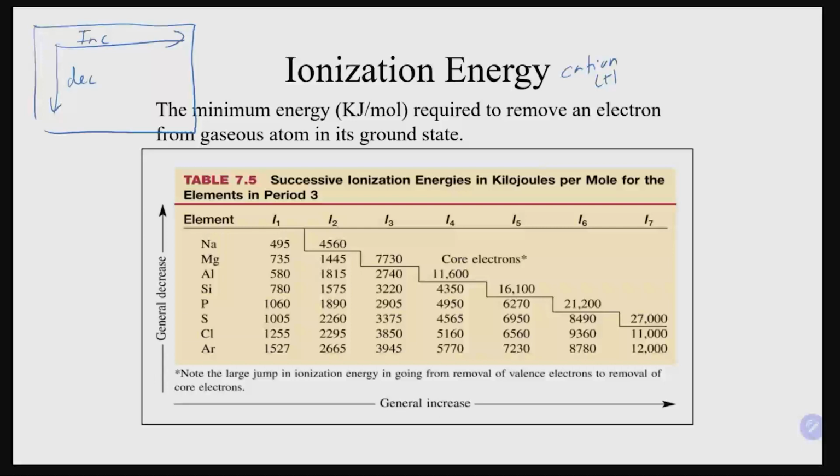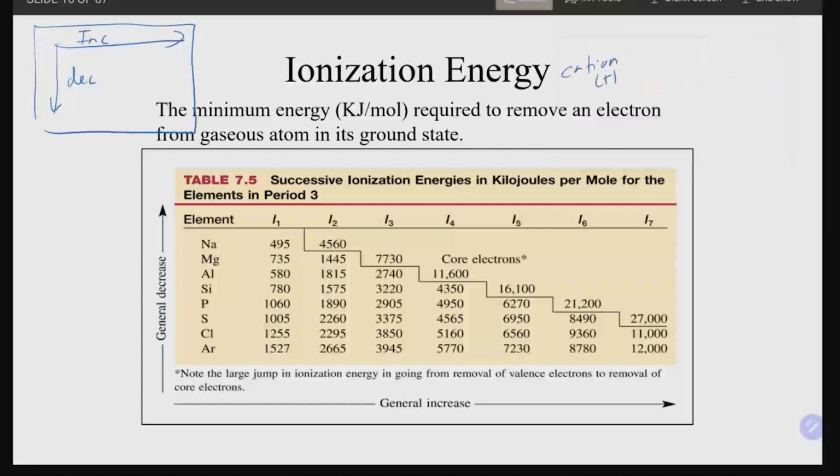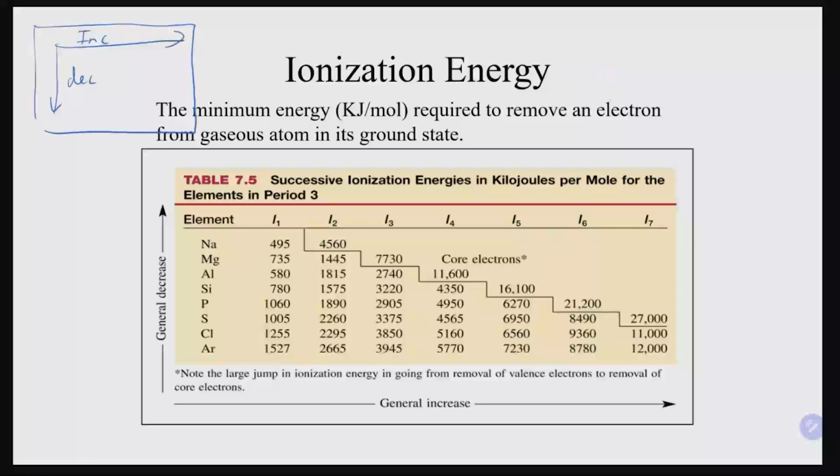Electrons actually do come off one at a time, so they don't all just drop off at once. They come off in a stepwise fashion. So for example, if we looked at magnesium, which we have going on down there, I think.